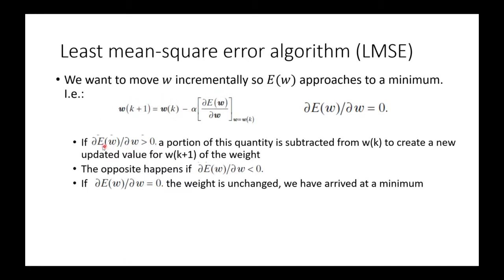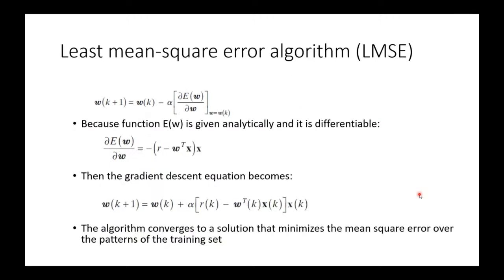If the gradient is greater than 0, a portion of this quantity is subtracted from the weight vector to create a new updated value for the weight. If the opposite happens, if the gradient is less than 0, then instead of subtracting the portion of the gradient, I add a portion of the gradient. If the gradient is 0, what does it mean? It means that I got to a minimum value, right? So the weight is unchanged. We have arrived at a minimum. That's the least mean square error algorithm that is used in the neural network.